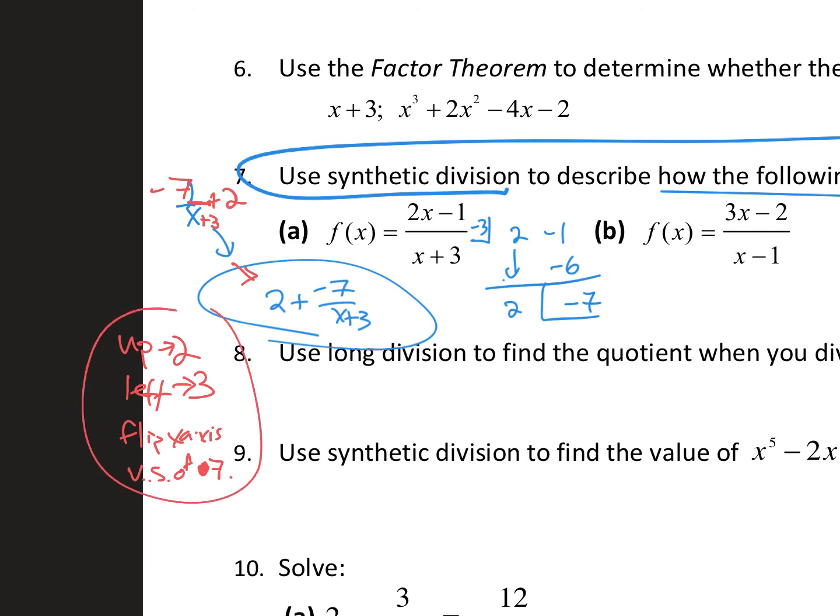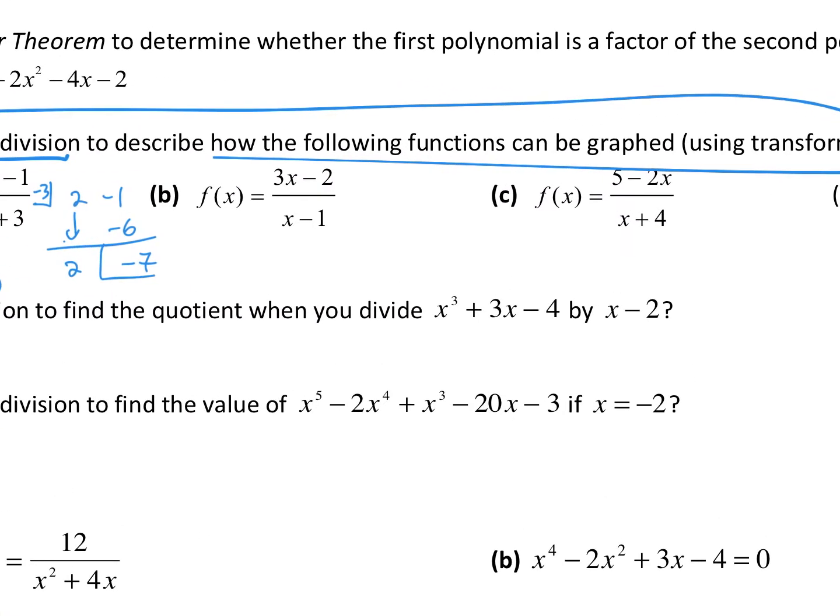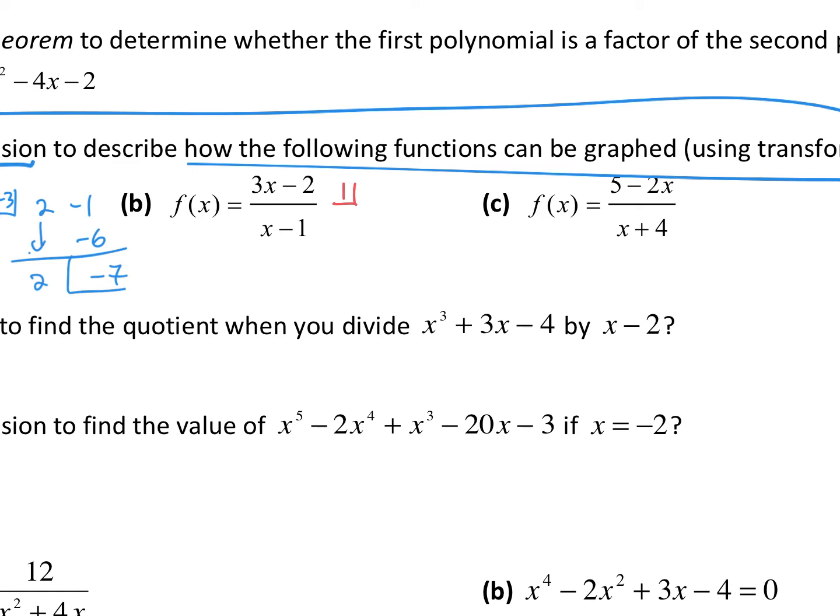So those 4 things can make 1 over x look like that. This can happen again on each one of these. Let's just do a few more here. I'm going to synthetically divide out 1.